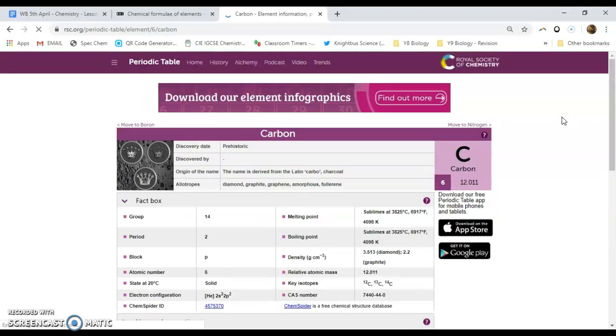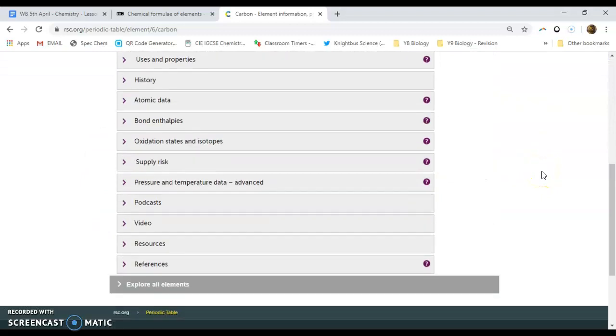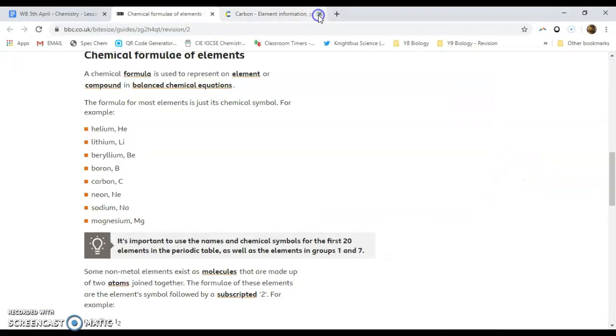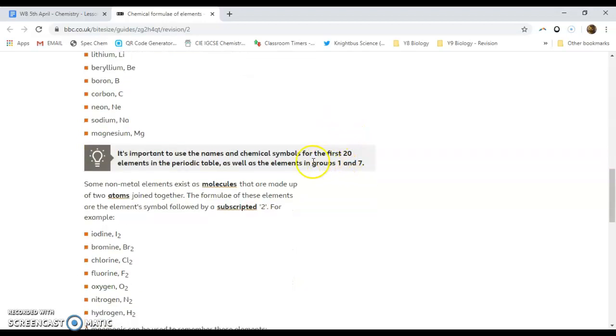And all you need to do is just click on a particular one and you can find all of the facts of that element. So you can use that just in case there's a particular element in your tri-weekly assessment that you need a quick reminder on. Remember, it's okay to look at the periodic table. You'll always be provided a periodic table during tests in chemistry, right all the way up to the end of your GCSEs. But it is important to use the names and chemical symbols for the first 20 elements in the periodic table. That's all the way from hydrogen down to calcium.